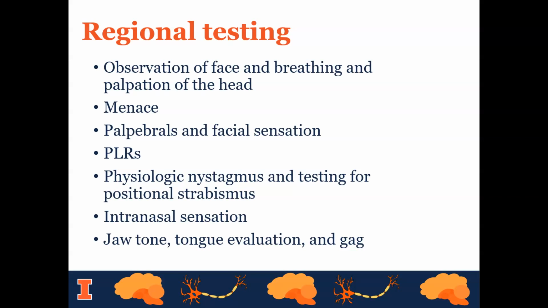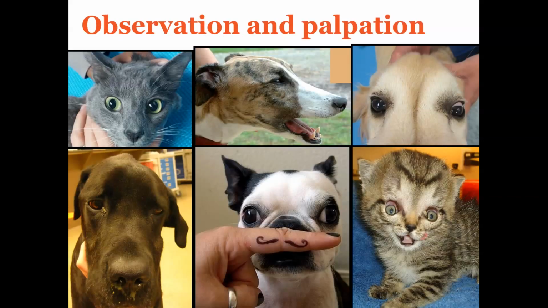So when I do regional testing, I look at the pet, I listen to them breathe, I feel the shape and symmetry of their head and face. And then I do menaces, palpebrals and face sensation, PLRs, physiologic nystagmus and looking for positional strabismus, intranasal sensation, and then I look at jaw tone, looking at the tongue and how they gag. So just when we're observing, you can look for all kinds of different things.